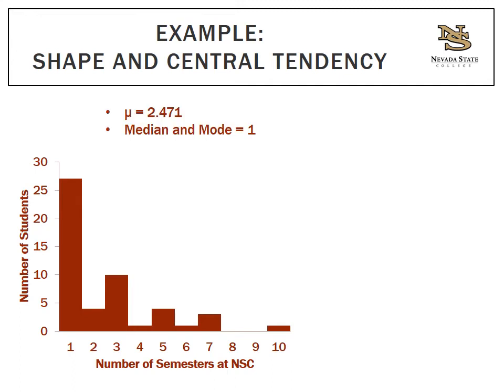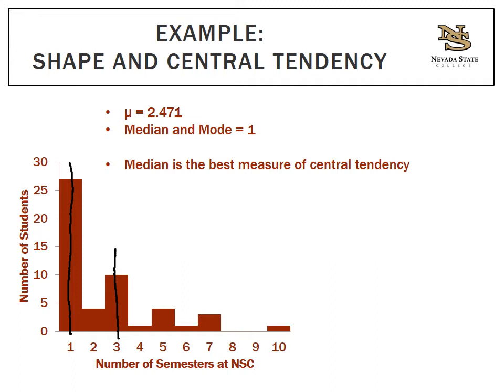So if we do the math for this, we're going to find that the mean is 2.471. So that would be something that falls around here-ish. The median and mode are both 1 though. The midpoint is right here, and of course that's the tallest bar. So before we look at the answer, think about which one of those values is a better reflection of the nature of this data.